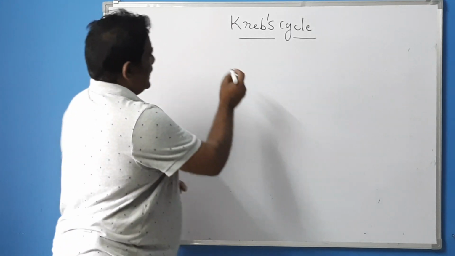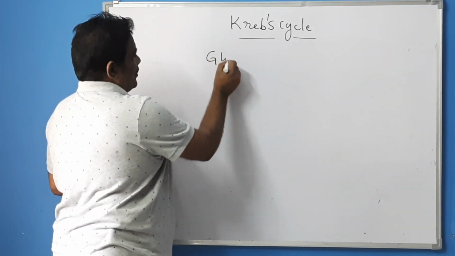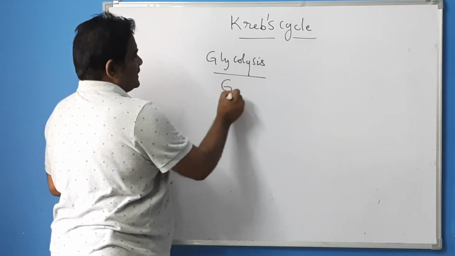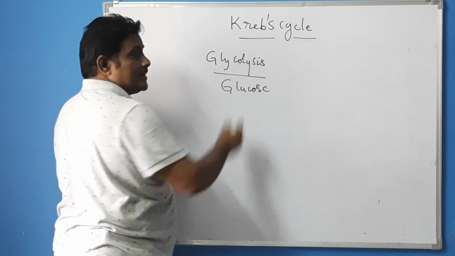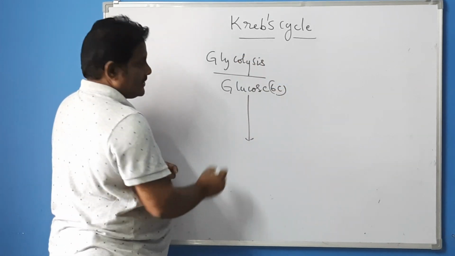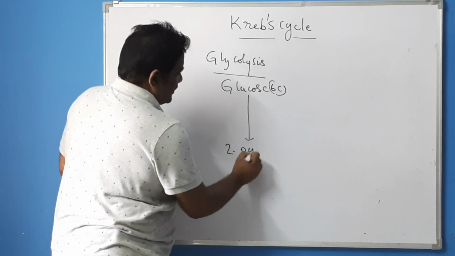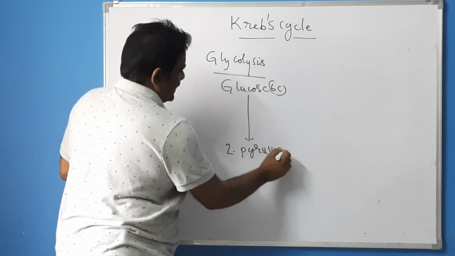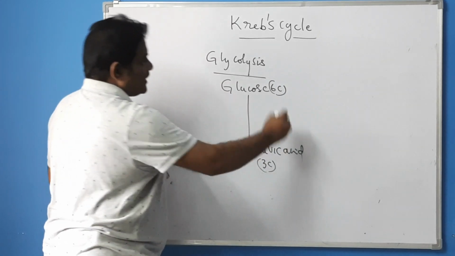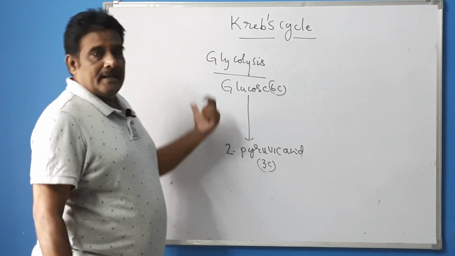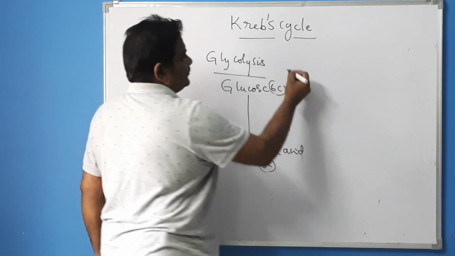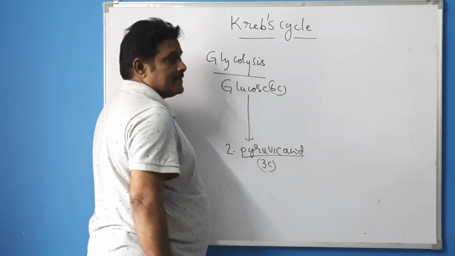So here I mentioned this is glycolysis, and in glycolysis the glucose, which is a substrate 6-carbon compound, is oxidized to two molecules of pyruvic acid. Pyruvic acid is a 3-carbon compound here. It is an enzymatic process, as you already learned. So the end product here is pyruvic acid.